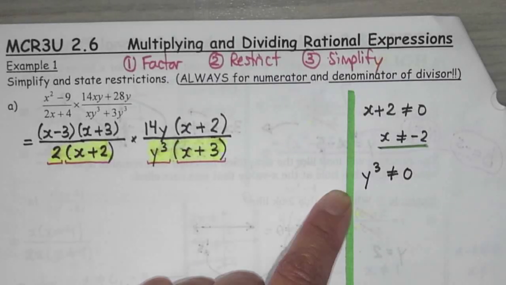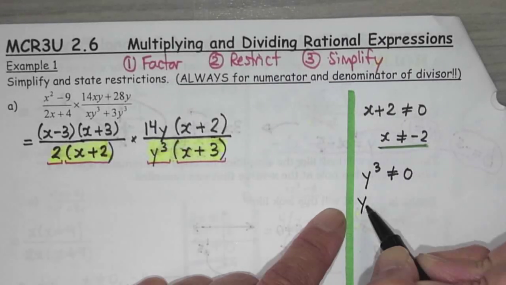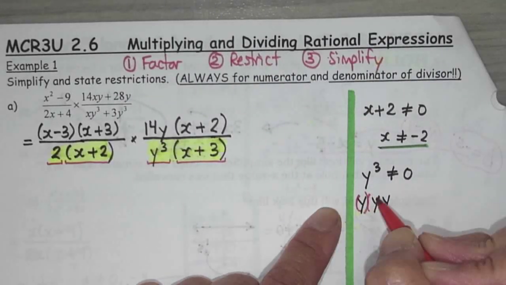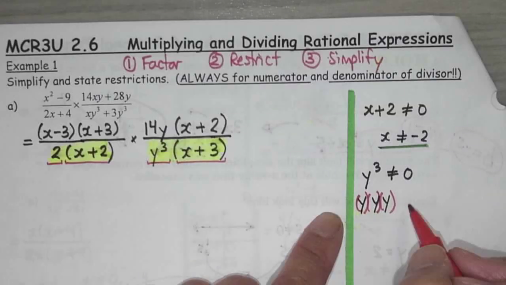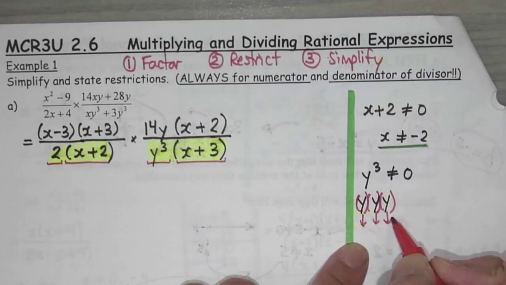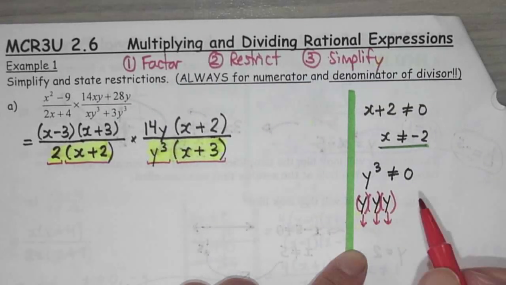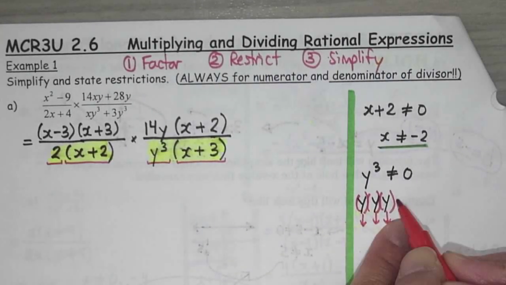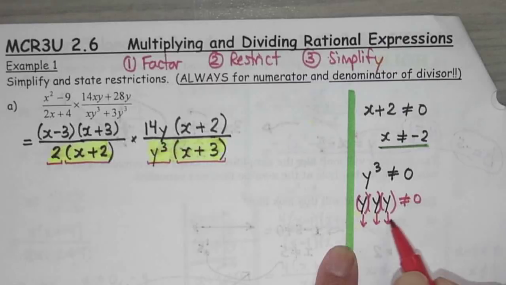Okay? y cubed, that's the same thing as y times y times y. So each one of those factors, 1, 2, 3: y doesn't equal 0, y doesn't equal 0, each one. You can also do the third root, but it's the same thing. So all of them are saying each one of those factors doesn't equal 0.